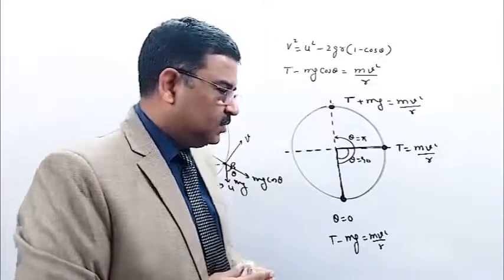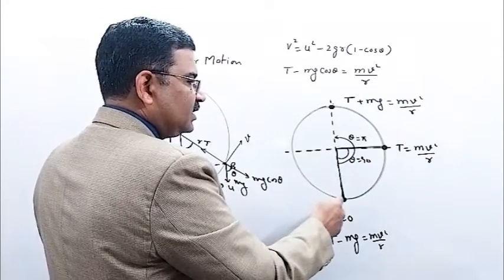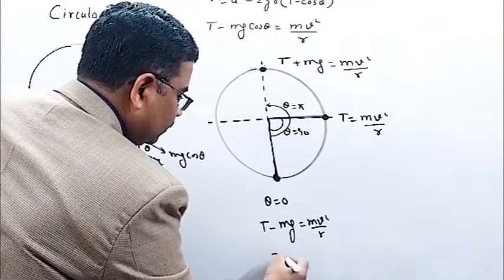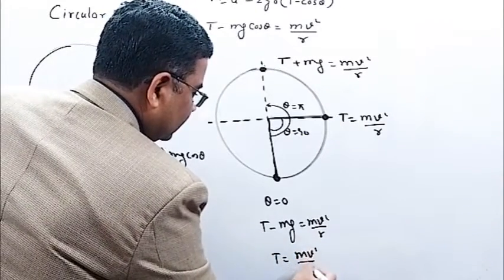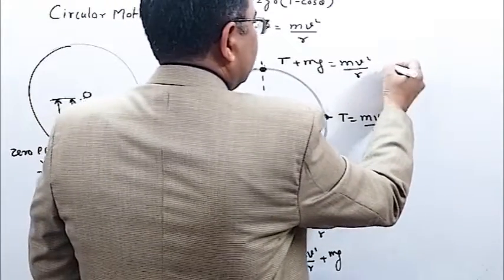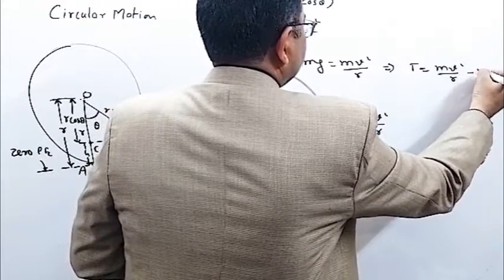Students, if we use these equations to calculate tension in the string at the lowest end and at the highest point, then at the lowest point I get T equal to mv square by R plus mg, and from this equation I get T equal to mv square by R minus mg.